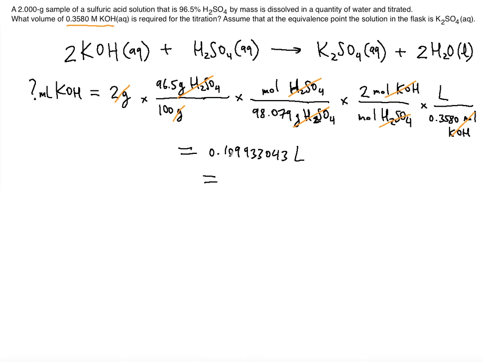Converting means you will multiply by 1000, right? So that's going to be 109.933043 milliliters, right? And now you have to round it to how many significant figures? What's the least number here? The least number is 96.5, right? You're not going to use 4 significant figures. You're going to use the least number, which is here.